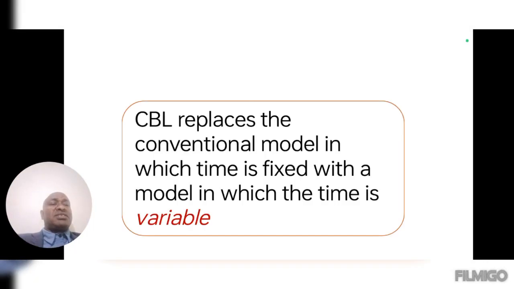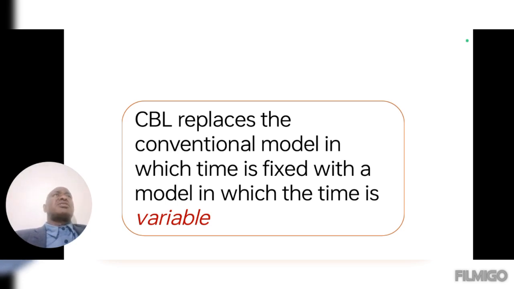Another requirement is that CBL replaces the conventional model in which time is fixed with a model in which time is variable. The time should be variable. What does this mean? That is a very important term. As you know, in the conventional model, time is fixed. What that means is there is a set course period for that.